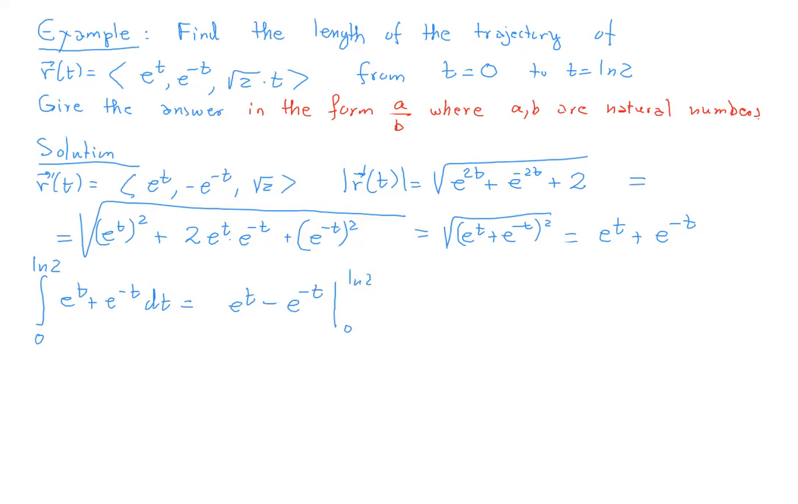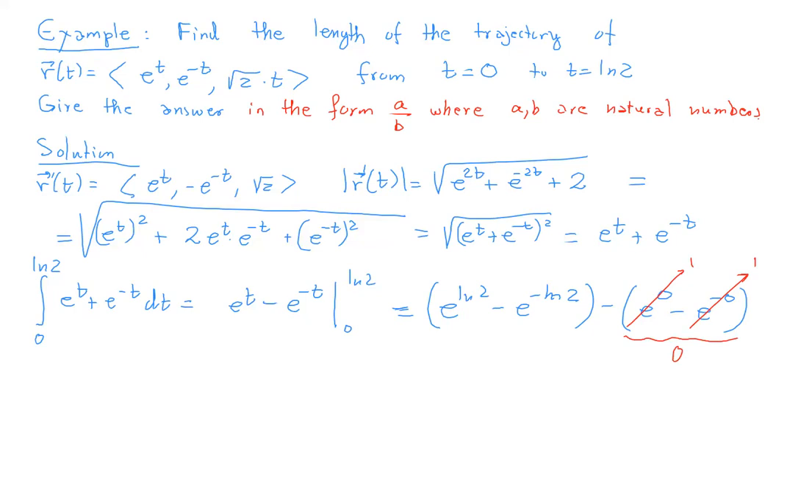from 0 to ln of 2, which will give you e to the ln of 2 minus e to the negative ln of 2, minus (e to the 0 minus e to the negative 0). Now things should clear up here, because e to the 0 is 1, e to the negative 0 is also 1, so the whole thing is 0 right here.